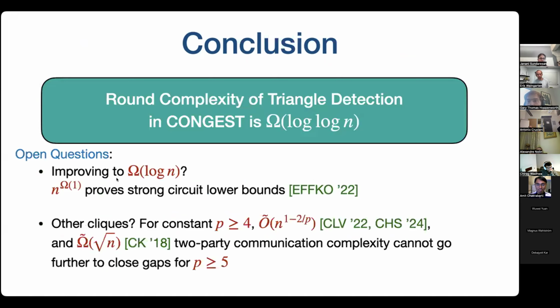And the next immediate question is for other cliques, there are still gaps between the upper and lower bounds. Specifically for cliques of size at least 5, we know that you can do it in n to the 1 minus 2 over p for p-sized cliques, and the lower bound is omega of square root n. And we also know that the gap between these bounds cannot be closed with the communication complexity techniques we talked about. So can you use some of our techniques to close this gap or not? Okay, and that's it. Thank you.